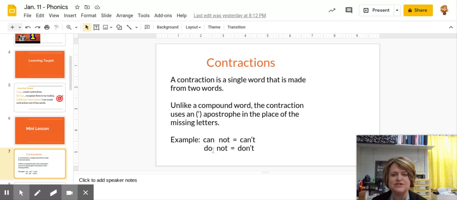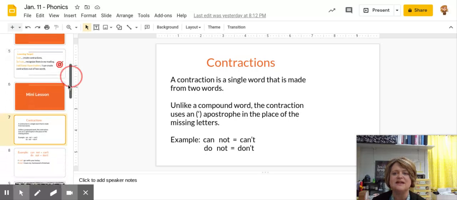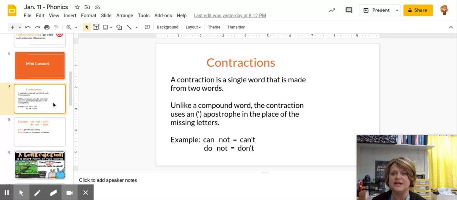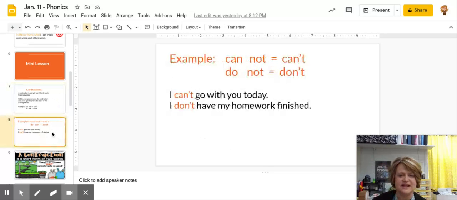Look at the next one, do not. So instead of saying do not, we may say don't. And it is D-O-N apostrophe T. So this time we did keep the N. We took out the O. And we're going to do practice. We have 3 lessons this week where we're going to practice this a lot. So you'll get plenty of practice and hopefully understanding better by the time we finish.